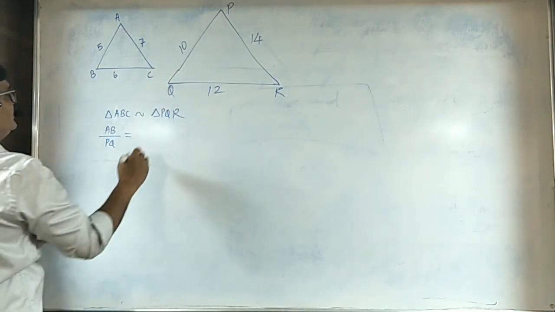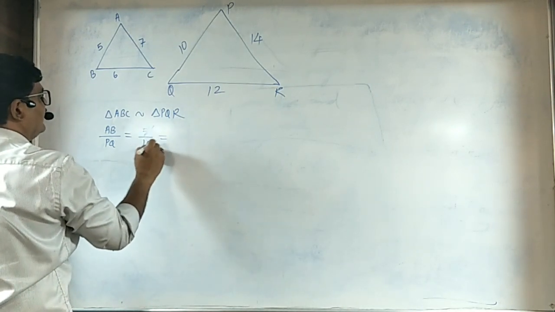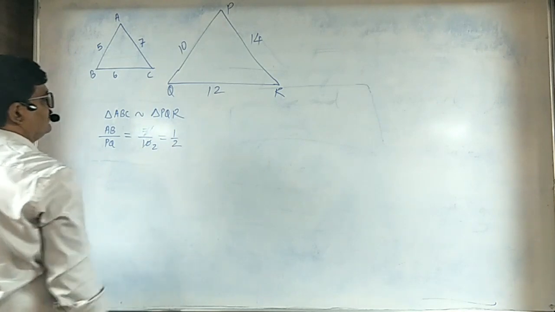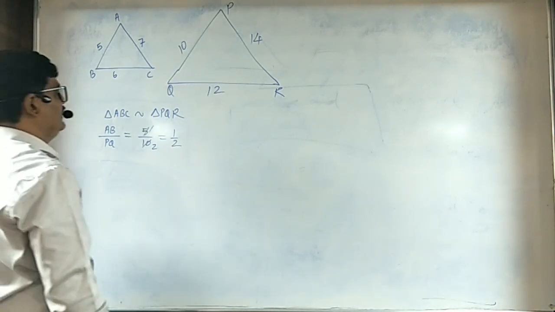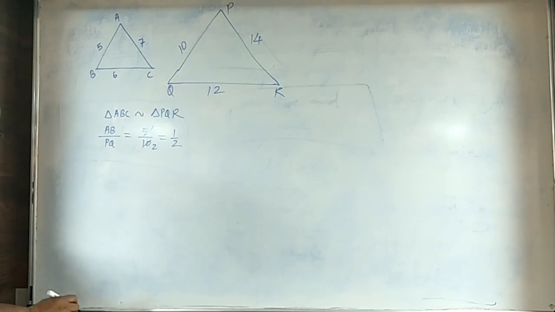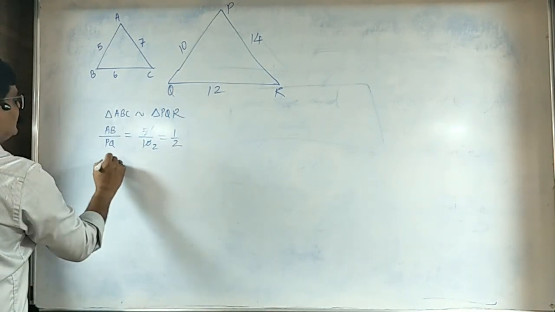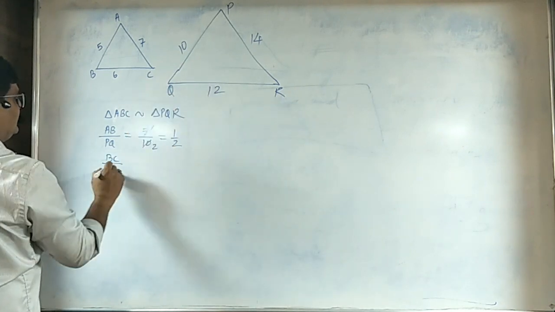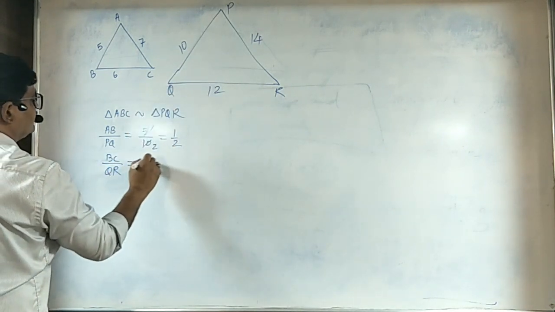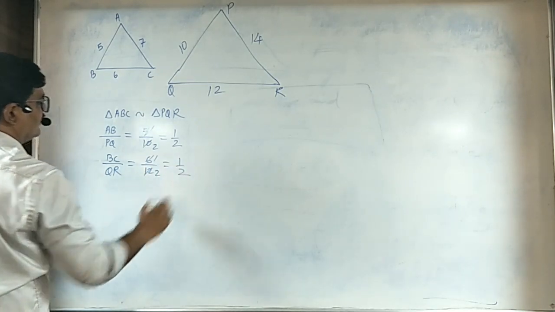I take the measurements 5 upon 10. I get the ratio 5 upon 10, which is 1 by 2. That is the ratio AB upon PQ. Then BC: the corresponding side to BC is QR, so 6 upon 12, and I get the ratio 1 by 2.